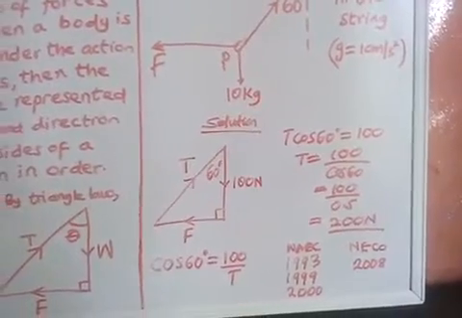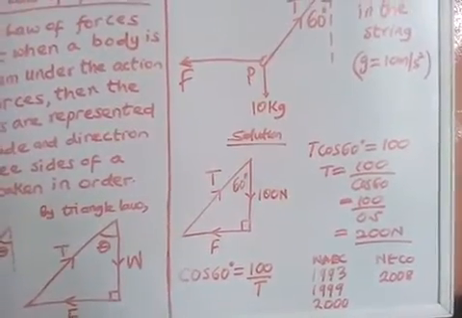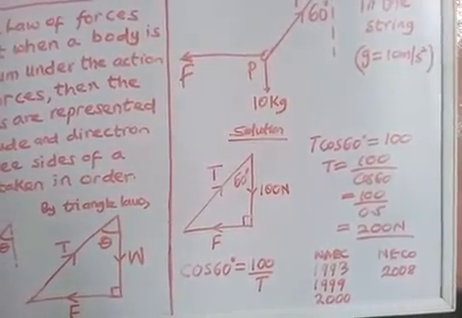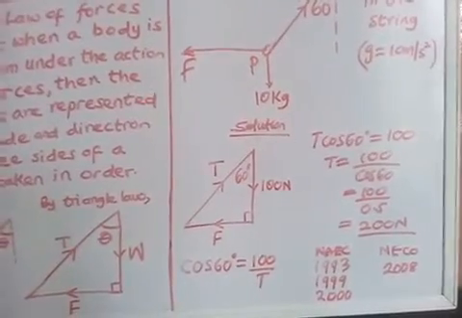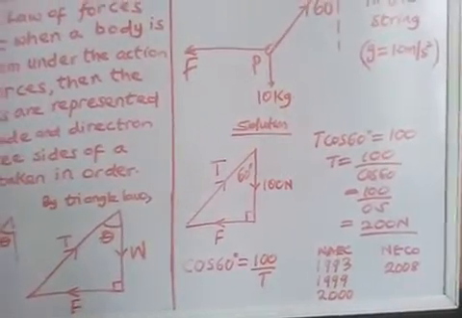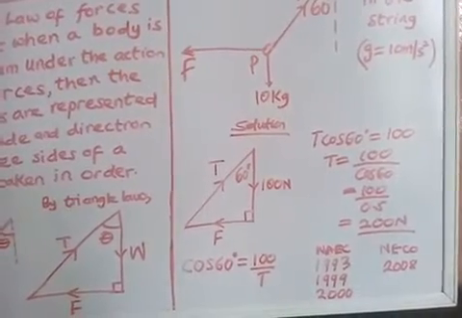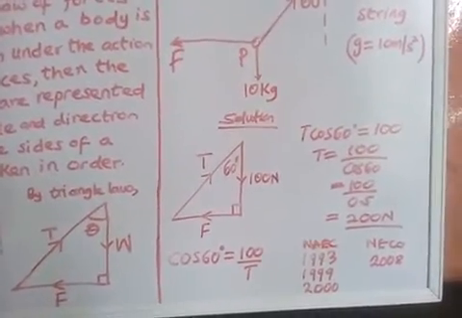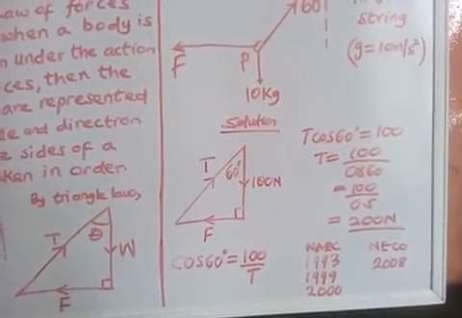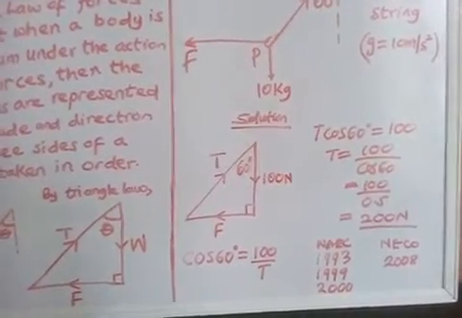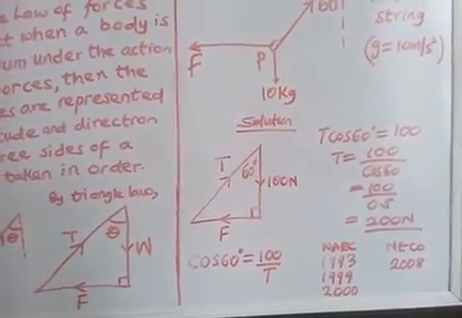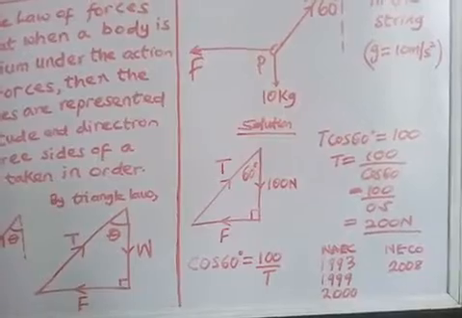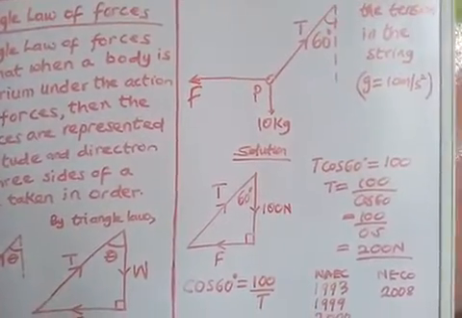Here we can use any of our acronym SOHCAHTOA to solve a triangle, but the suitable one will be CAH. Why? Because we are given the adjacent and we are asked to find the hypotenuse, so we use CAH. And CAH means cos equals adjacent over hypotenuse. So we have cos 60 equals 100 over T. Cross multiply, we have T cos 60 equals 100. Making T the subject of the formula, we have T equals 100 over cos 60, and cos 60 equals 0.5. When we push our calculator, we have T equals 200 Newton, which implies the tension in the string equals 200 Newton.